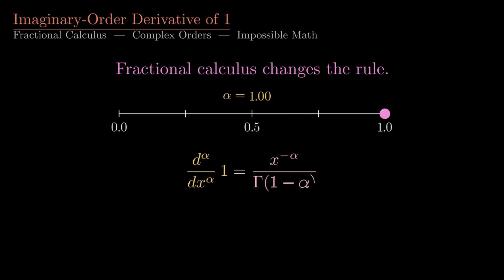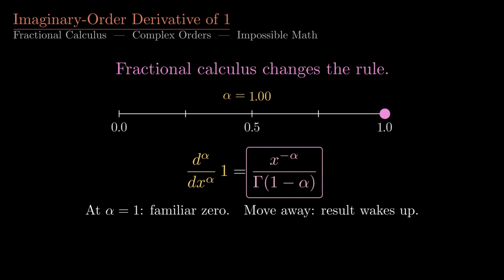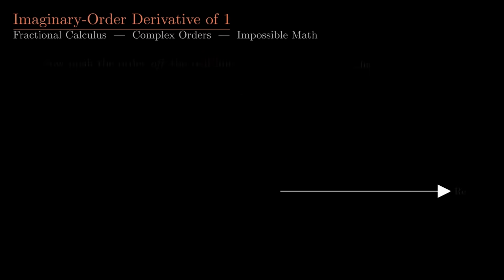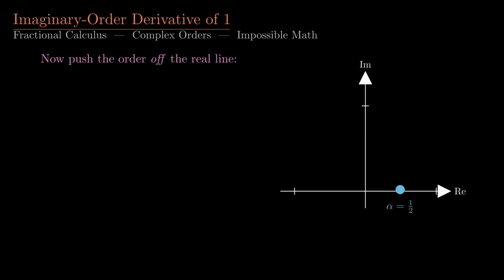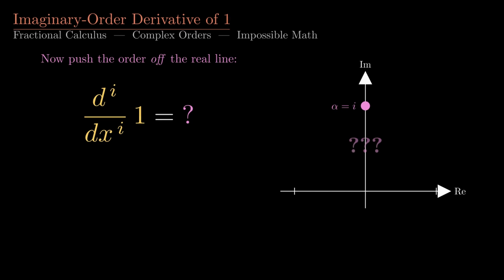But fractional calculus completely breaks this trap. If we let the derivative order be a fraction, like 1/2, the math suddenly wakes up. It's no longer zero. So, what if we push that order completely off the real number line?